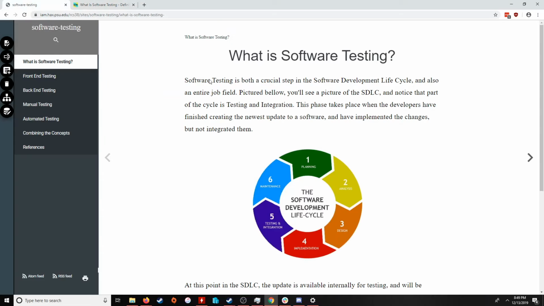But the big thing is that my OER that I've created here is sort of a more simple look at software testing that also aims to inform the reader more about the field, because ultimately what I want people to get out of this is, even if this doesn't get them into the field, I want them to at least understand what goes on when in the software development lifecycle they get to the point here of testing and integration. And so that's why I kept it simple and just have front-end testing, back-end testing, manual testing, automated testing, and then a combination of the concepts.